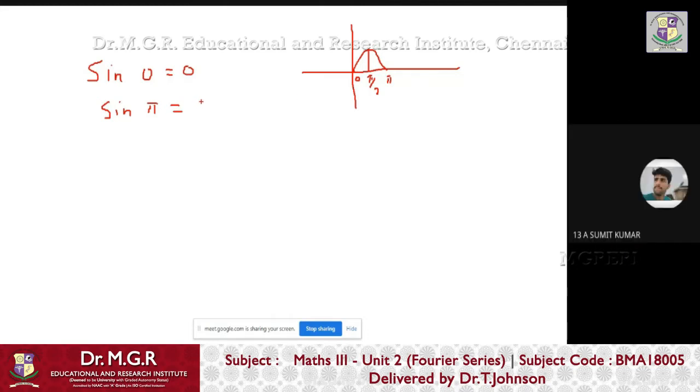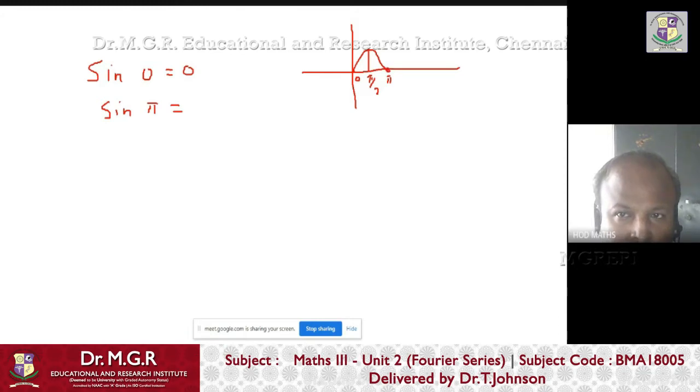Anybody? 1, sir? No. Not -1, it is 0. See, this is 180 degree, man. Where the curve touches, it touches the x-axis. X-axis means sin pi is 0. Right? Sin pi is 0. But sin 90 is 1. Similarly, sin 270 is -1.